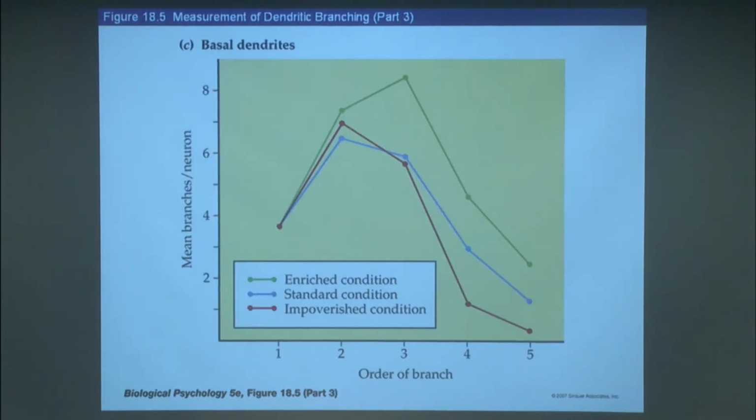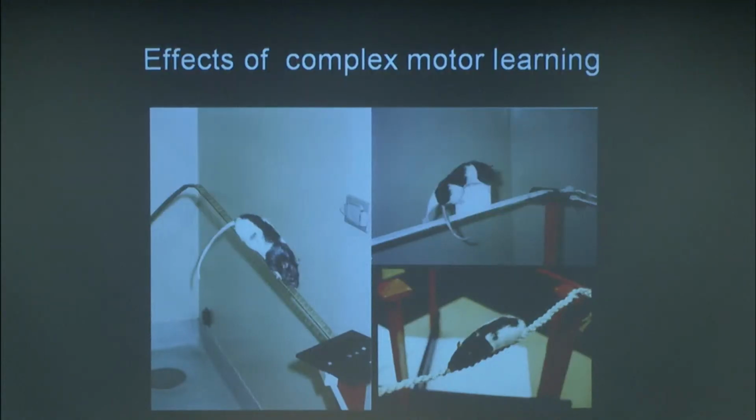But let's take a look at the basal dendrites. Here, you see in the enriched condition, particularly for the higher order branches, you get significantly more mean branches per neuron for particularly the third, is that the third or the fourth? 1, 2, 3 order branch. Compared to the standard condition in blue or the impoverished condition in red. So specific parts of the dendrites are actually growing as a function of enriched environments.